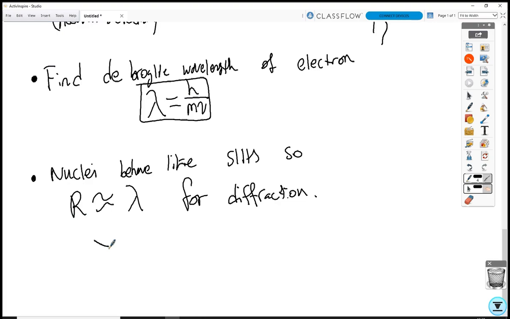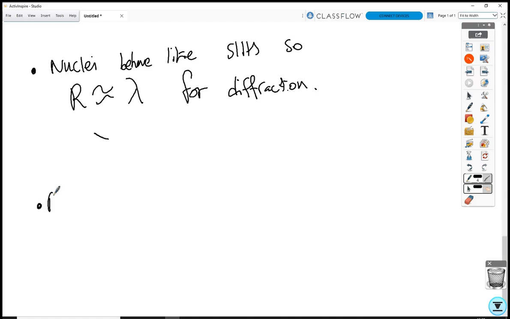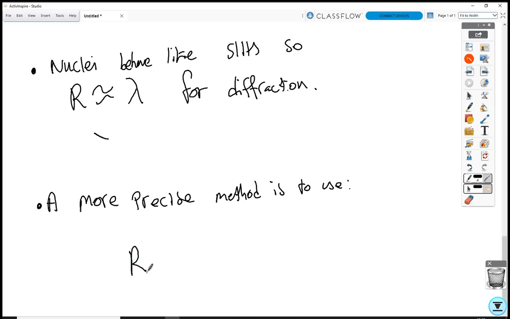Now again, this isn't the most precise method. So a more precise method then is with this equation. R is equal to 0.61 lambda all over sine theta.